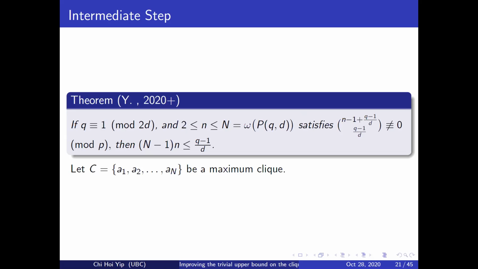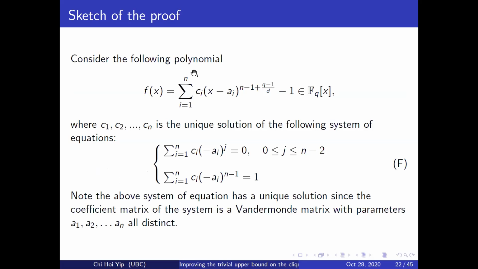Okay, let's try to see the idea of the proof. Again, we take C to be a maximum clique, and the elements in this C are a1, a2 up to aN. This is the polynomial we are interested in. It is a modification of the polynomial Hanson and Petridis use. I modified it a little bit so that it works in F_q instead of just working in F_p.